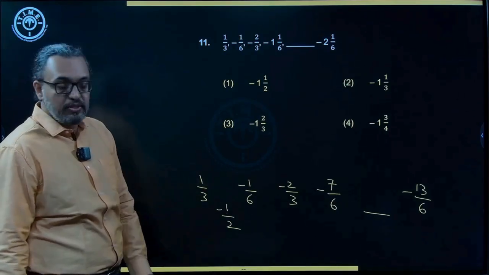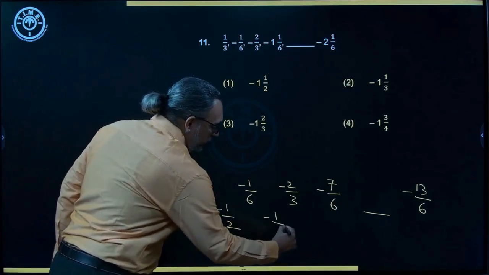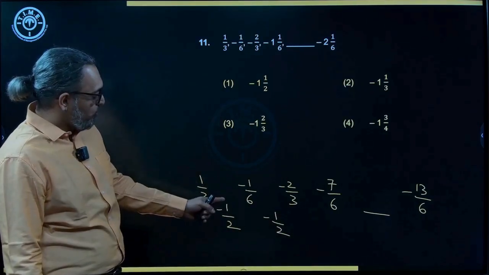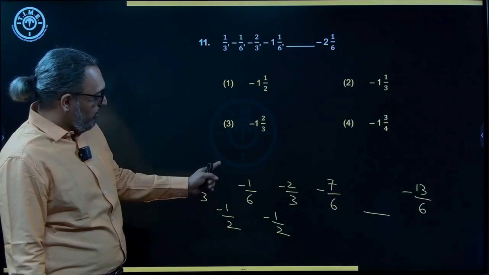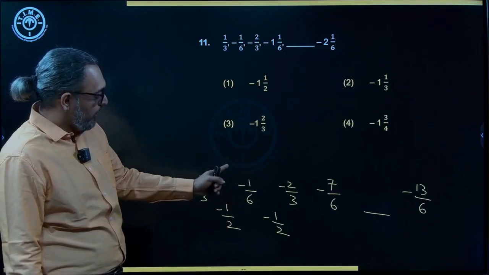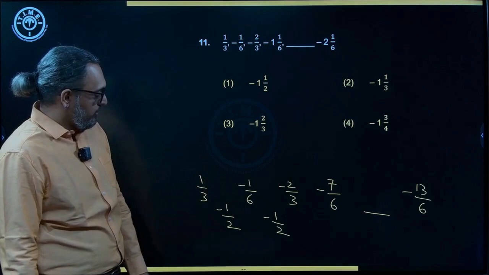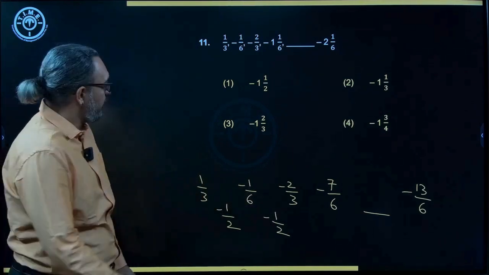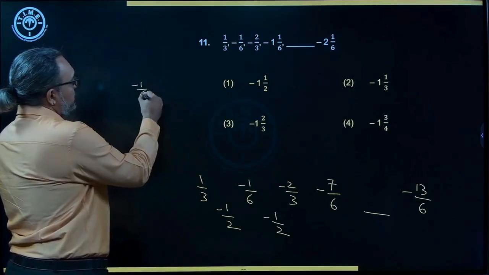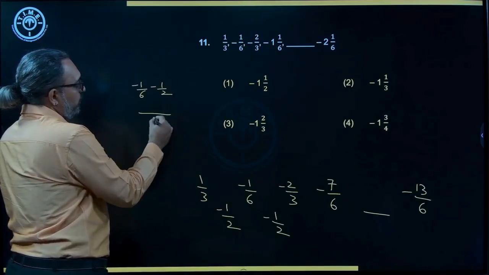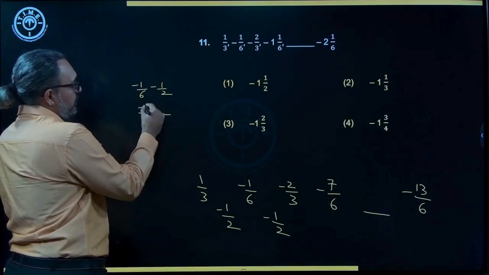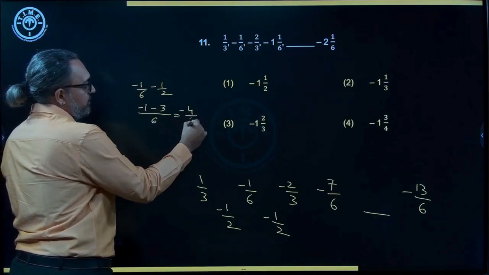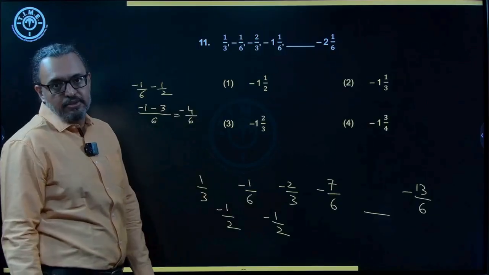3 into 2, 6. Then again, if I do -1/2, if I add these two, so in the numerator it is going to be 1 plus 3, -4/6. So -4/6 is -2/3. Are you understanding? So we have -1/6 and -1/2. So when I do it, 6 is the LCM. So this is -1 and -3, which is -4/6, which is nothing but -2/3, simplified.